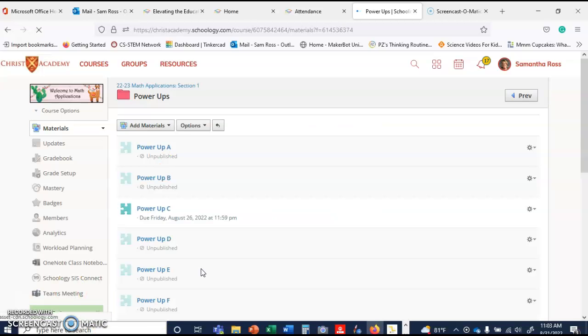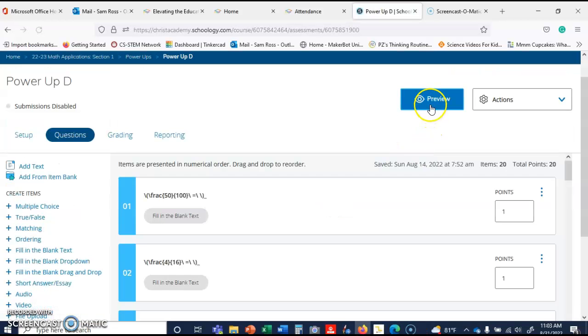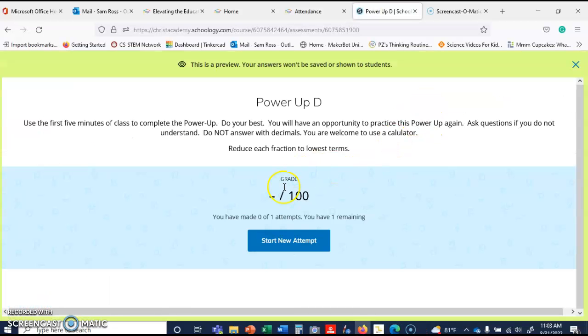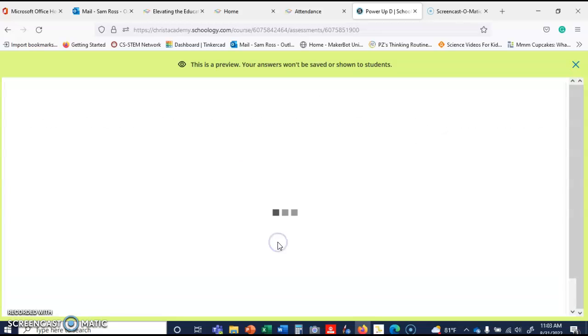I want to show you how to do Power Up D. D is in David. So I'm going to click on Power Ups, and I'm going to click on Power Up D. Mine comes up a little weird, so let me go to Preview. So this is what you'll see. You'll have 2 attempts. Looks like I need to make another attempt here, okay?